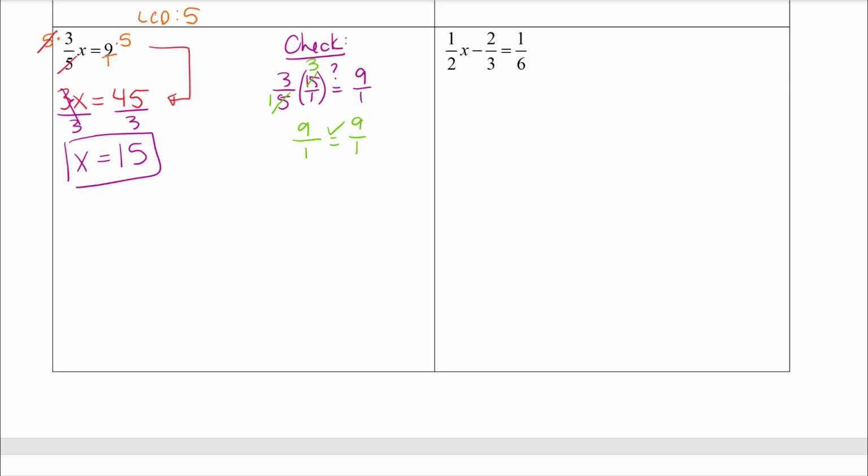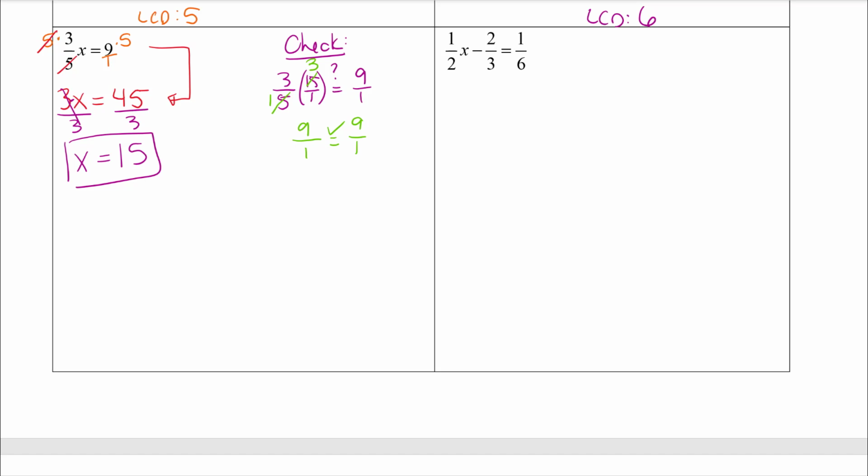Let's try this again on the next problem. Step 1, there is no distributing, but if there were, I would do that first before you get rid of the fractions using the LCD trick. Step 2, are there fractions? Yes, there are. What is the LCD between 2, 3, and 6? Well, the answer is 6, because 6 can be divided by 2, 6 can be divided by 3, and 6 can be divided by 6.